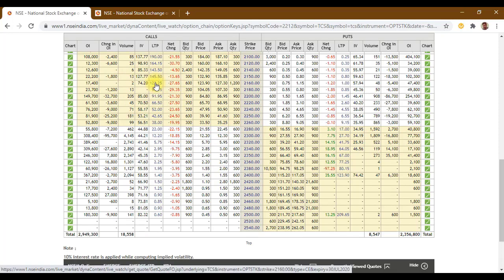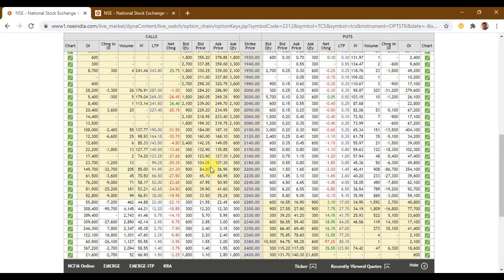ITM is in the money and OTM is out of the money, and the strike price which is close to the current market price we call ATM, which is at the money. To keep it simple, in this option chain the background which is in white color, you can see, these are all OTM strikes.